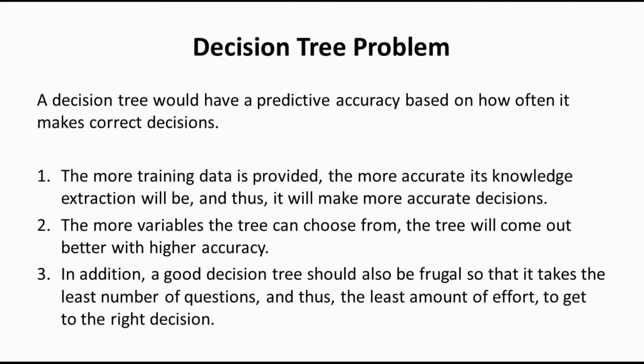In addition, a good decision tree should also be frugal, that is, it should be as small as possible. You should not have a larger tree where you can solve the problem with a small tree. We should have the tree as small as possible. You should get the answer by asking the least number of questions. That is what should happen. If that is the case, the particular decision tree is called the perfect decision tree.